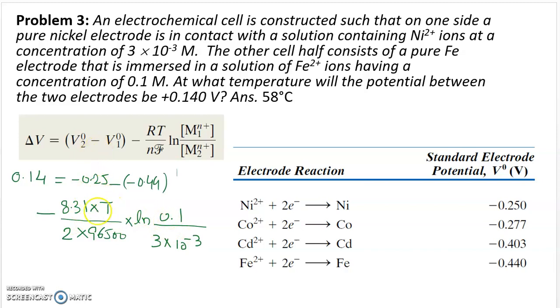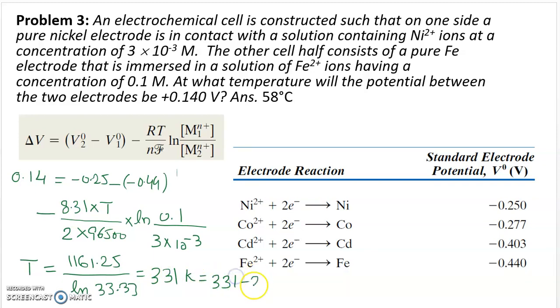Now we need to solve this equation for T. On simplification, this equation will become T equal to 1161.25 divided by log 33.333. So this will be 331 Kelvin, which is equal to 331 minus 273, which is equal to 58 degrees centigrade.